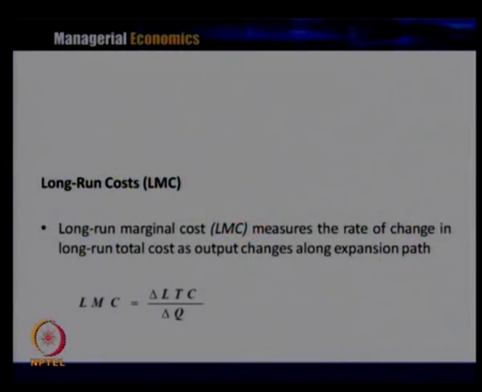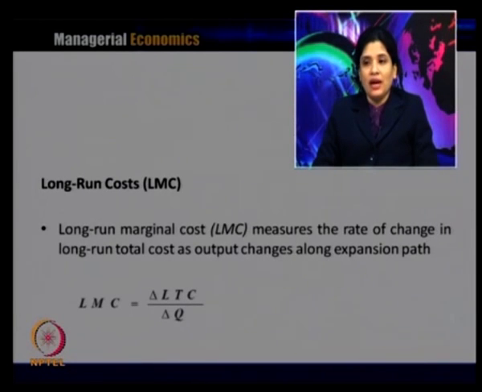Then we will come to the long run marginal cost, and as you know, marginal cost is nothing but the addition to the total cost when there is a production of one more unit of output. So, the long run marginal cost curve measures the rate of change in the long run total cost as output changes along the expansion path, that is delta LTC divided by the change in the quantity, delta Q.